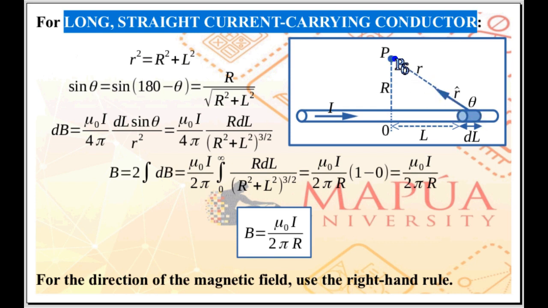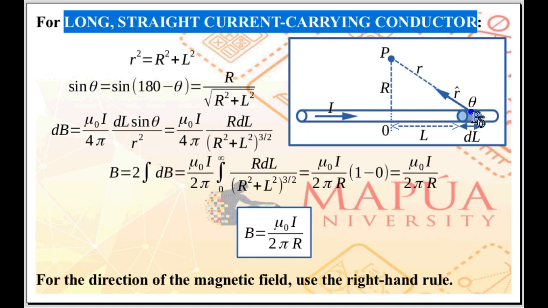r hat is pointing towards point P. So you have r hat and dl, same direction as the current. The angle between dl and r hat is angle theta. Evaluating the cross product in the Biot-Savart law equation, we have dB is equal to mu naught I over 4 pi dl sine theta divided by r squared, the magnitude of the very small magnetic field dB produced by dl at point P.